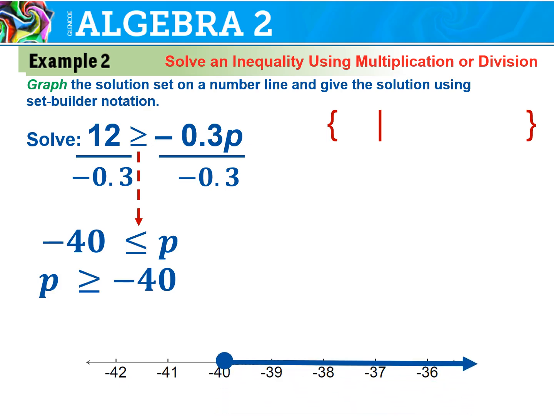Because of the equal to part on our graph, the negative 40 will be solid, filled in, and we're going to the right. Set builder notation is the set of all values P such that P is greater than or equal to negative 40.